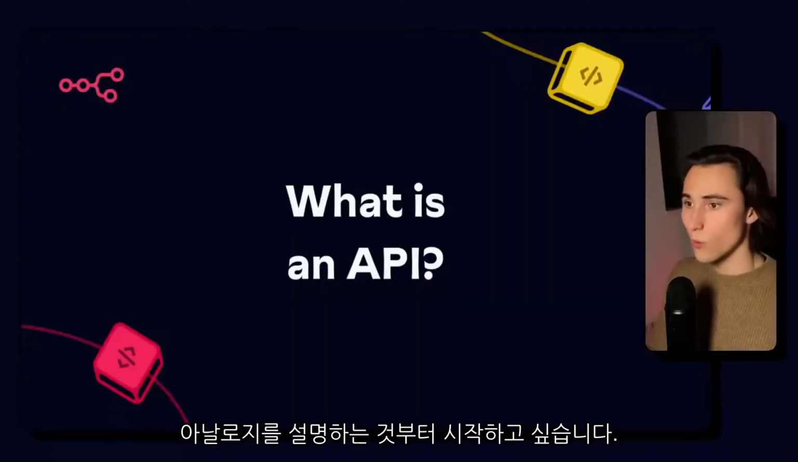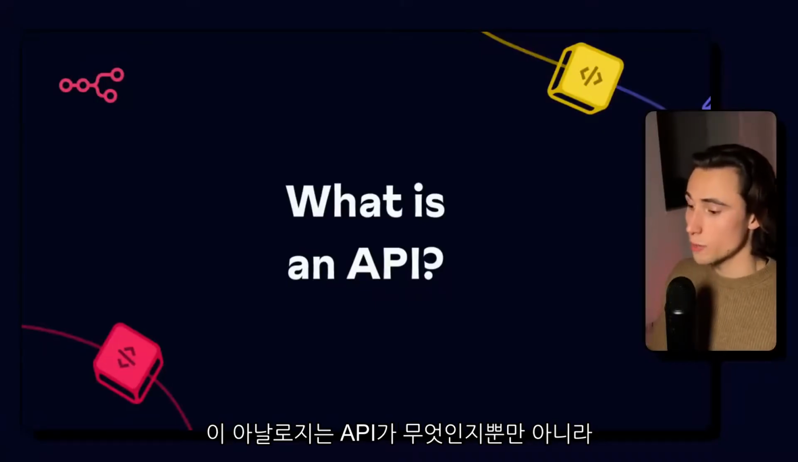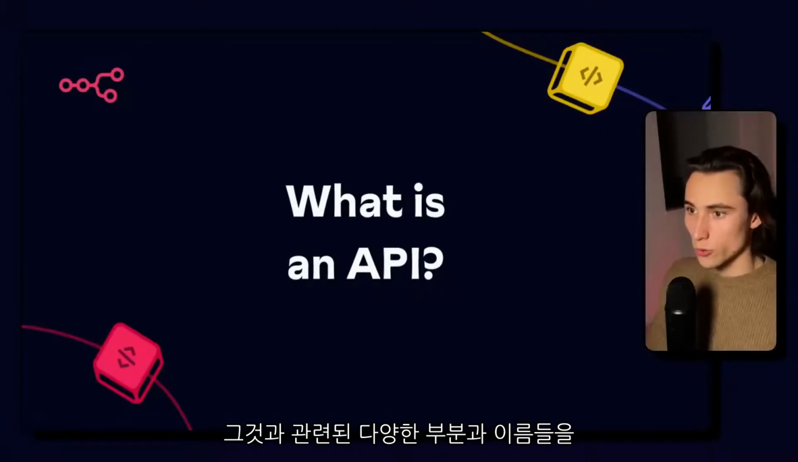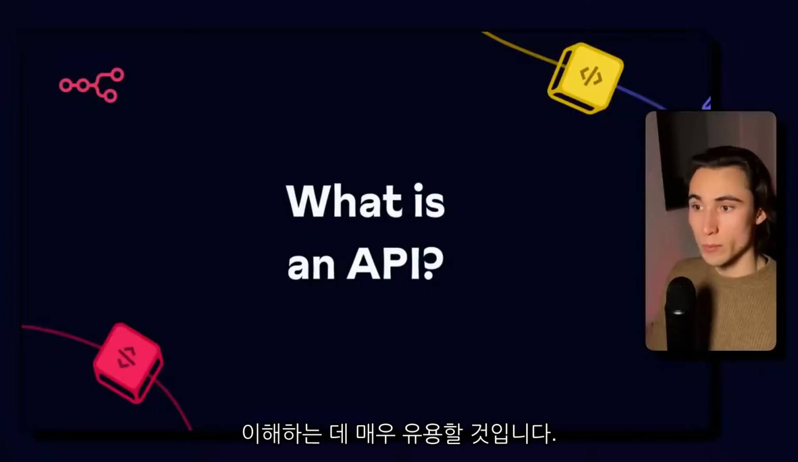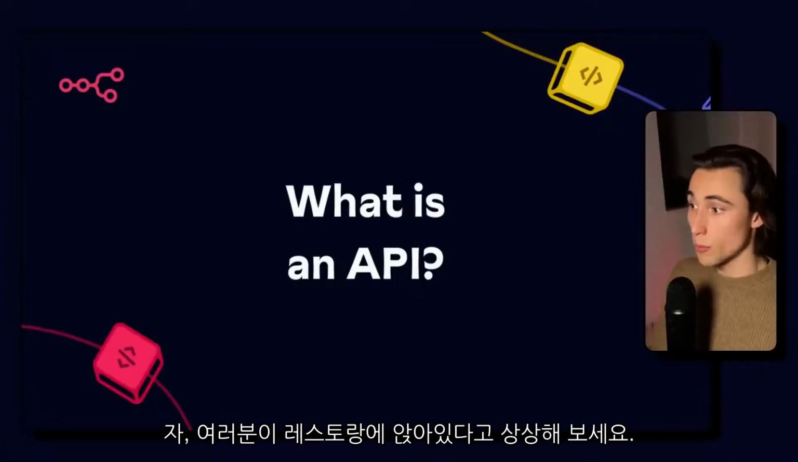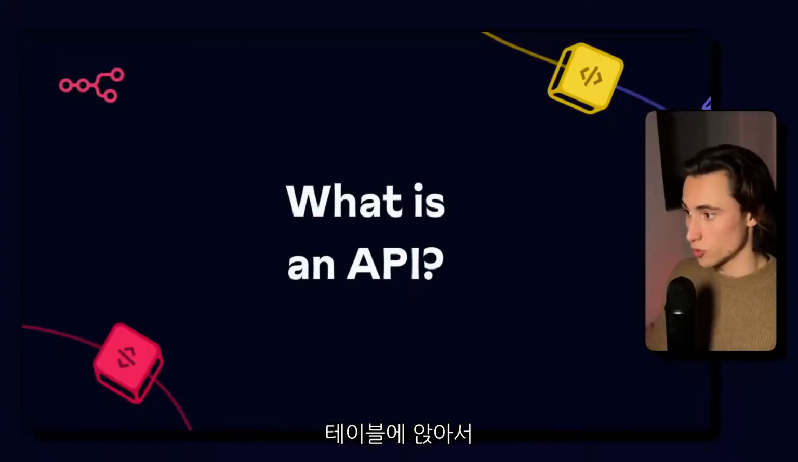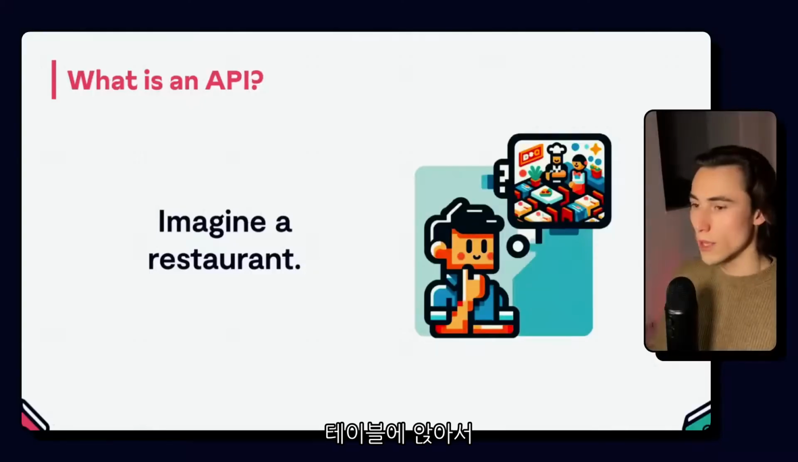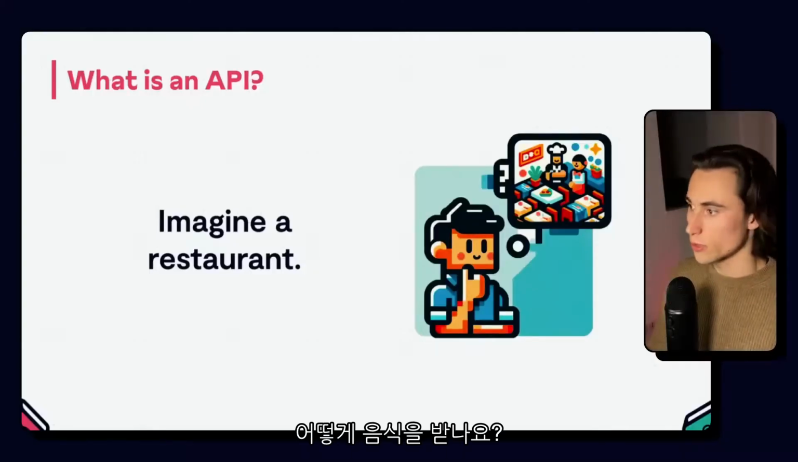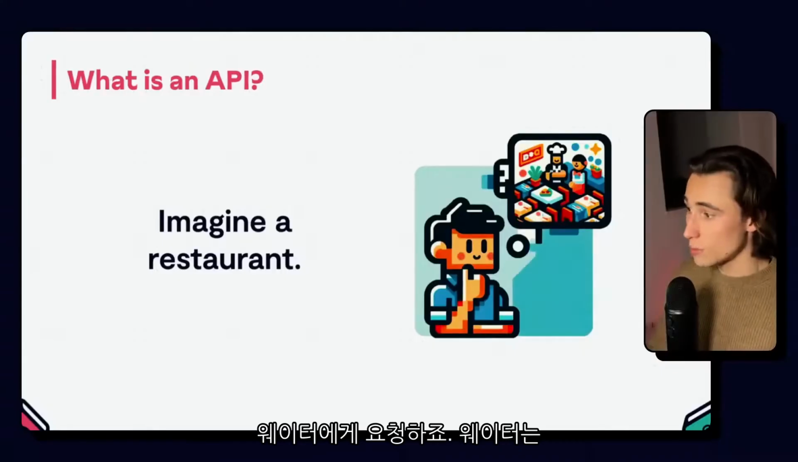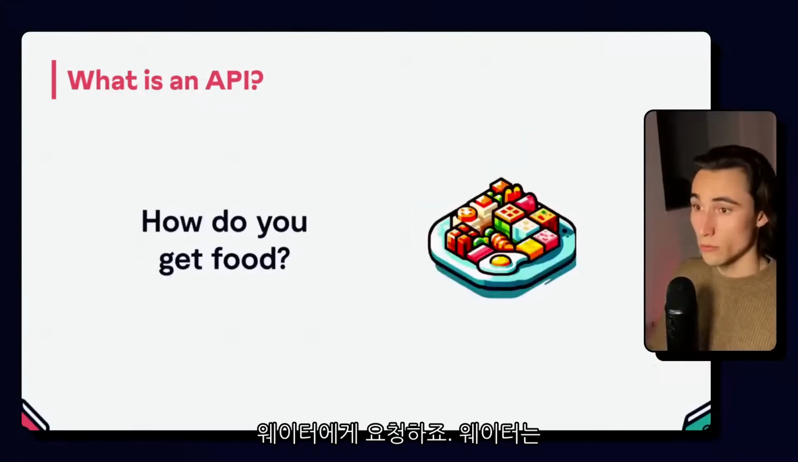So first of all, what is an API? I'd like to start by explaining an analogy that is going to be very useful for understanding not only what an API is, but also the different parts and names associated to them. So imagine you're sitting at a restaurant. You go and you sit at a table. How do you get food?